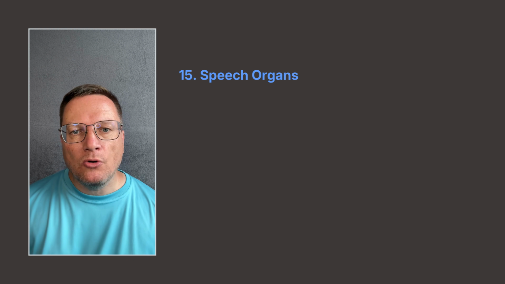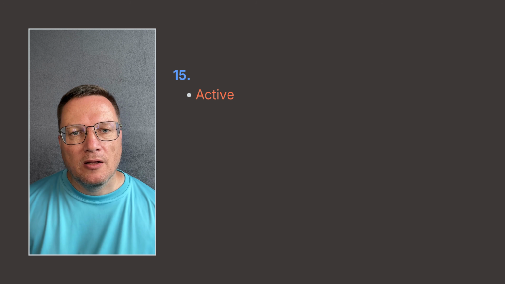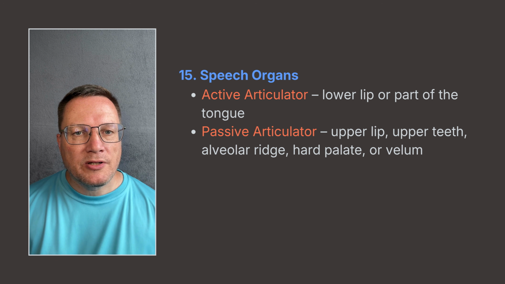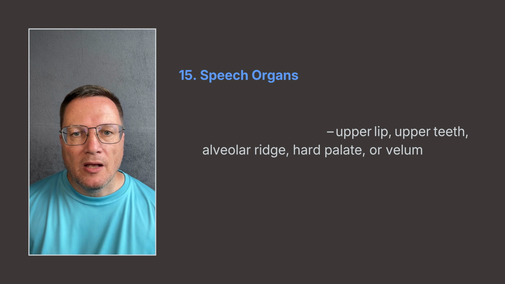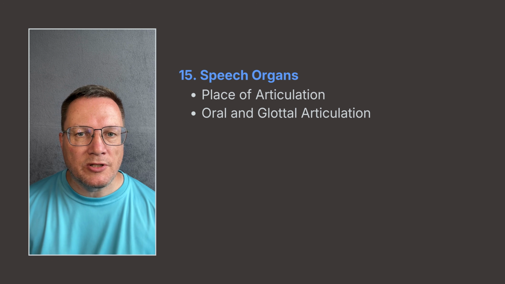15. Speech organs. This diagram shows how the speech organs work together during English articulation. The active articulator is usually the lower lip or a part of the tongue, whereas the passive articulator may be the upper lip, upper teeth, alveolar ridge, hard palate, or velum. Together, they determine the place of articulation of most English speech sounds.